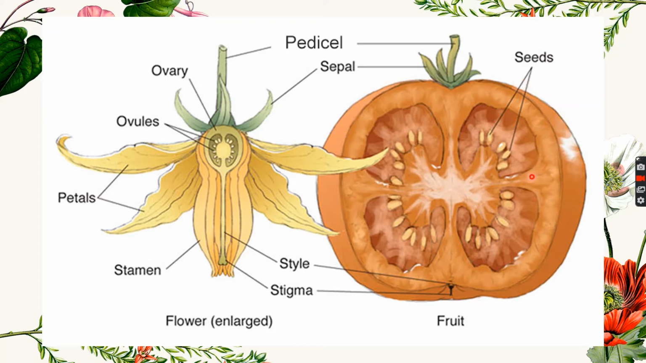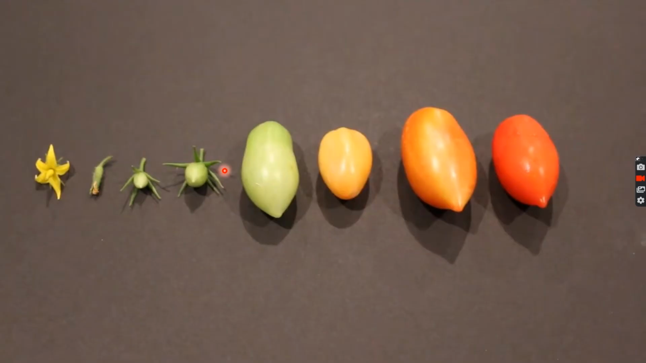the fruity part right here, the flesh of the fruit. Whereas the ovule, over here, the little dots right there, will become seeds. So this fruit, this tomato fruit, actually comes from a flower.